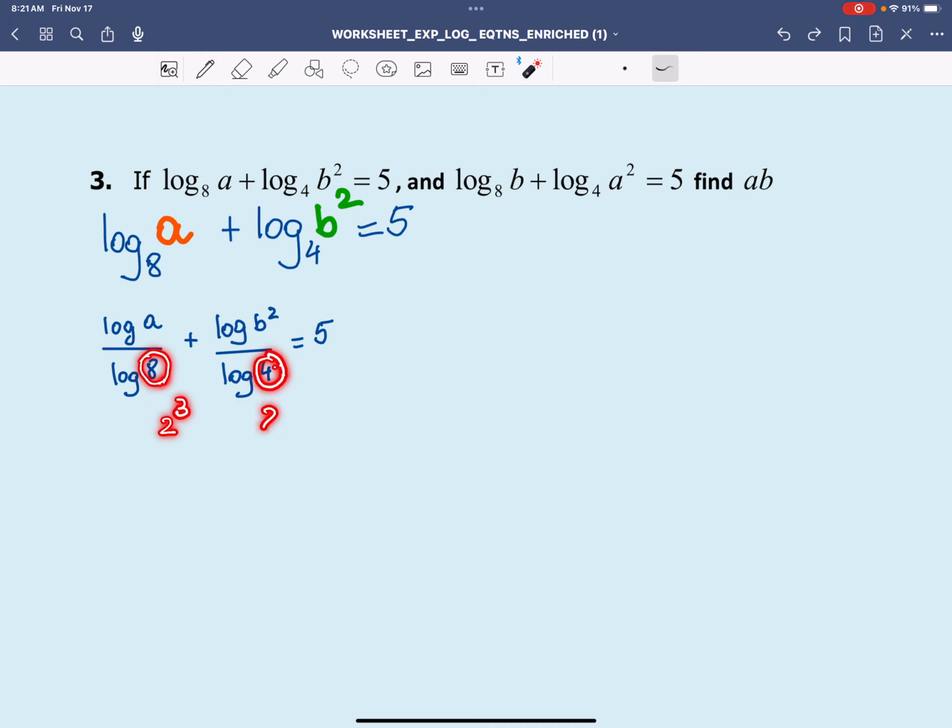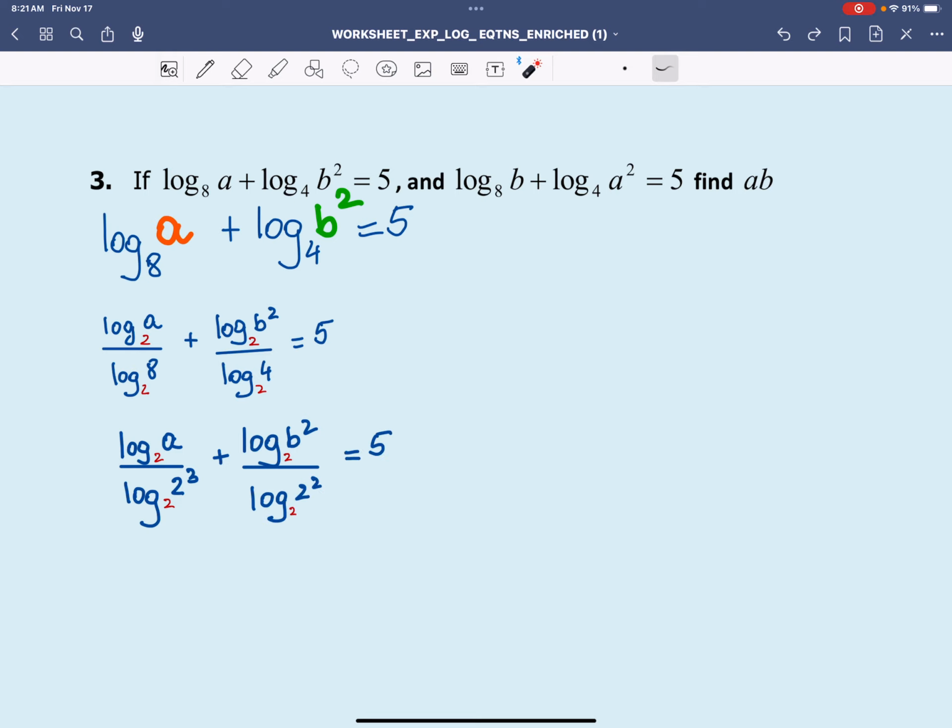And number 4 is 2 to the power of 2. So as you can see, both numbers 8 and 4 can be written with base 2. So it makes sense then to assign a base of 2 to each and every log term in this equation. So in the next step, then we have log with base 2 of a divided by log with base 2 of 2 to the power of 3 plus log with base 2 of b squared divided by log with base 2 of 2 squared equals 5.